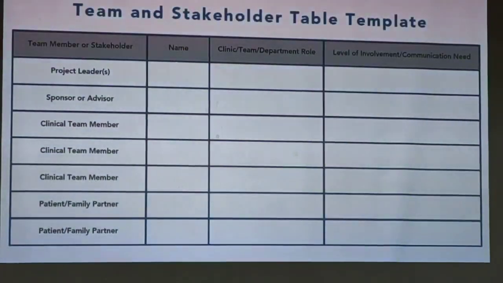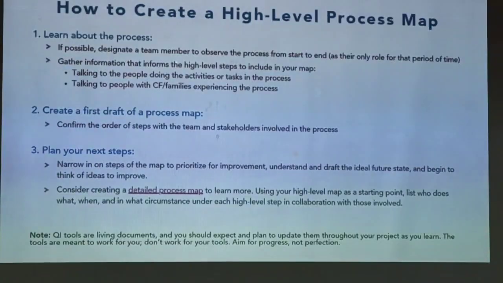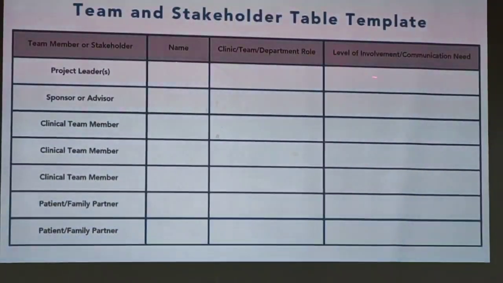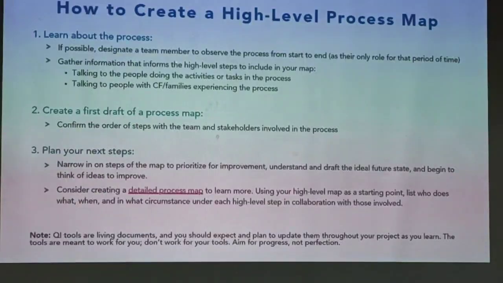So you start out with basically saying, who is my team? Let's list who's the leader, is there a sponsor or an advisor, who are just the team members, are we going to include a patient or family member, and then what are their levels of commitment and communication needs going to be. So lining that up and spelling it out at the beginning can be really helpful to being successful in moving forward. Your expectations are set for everybody.